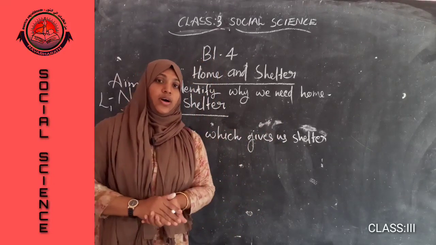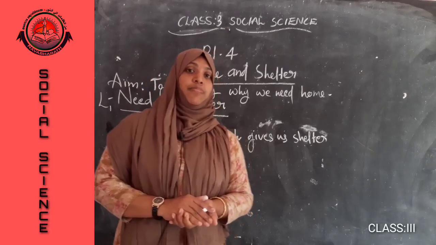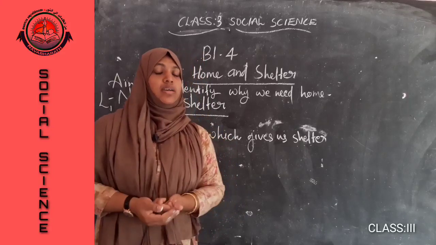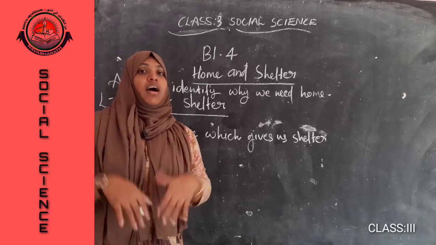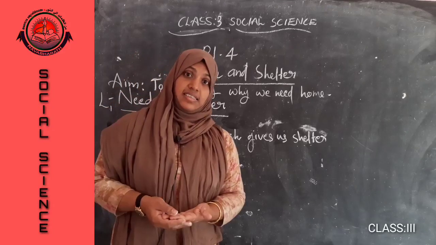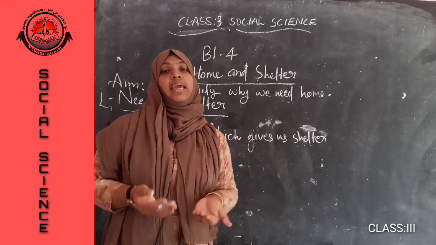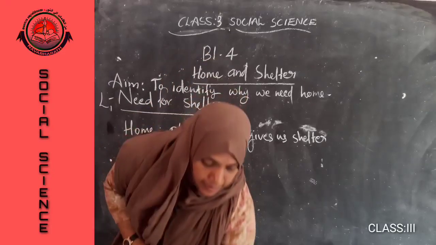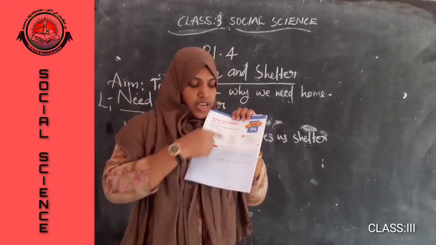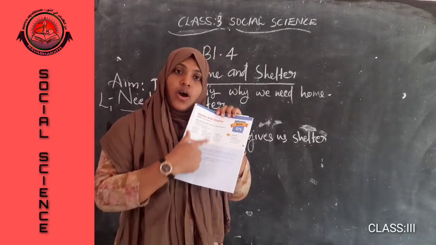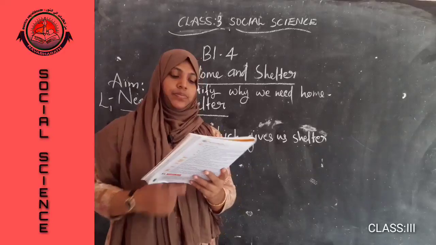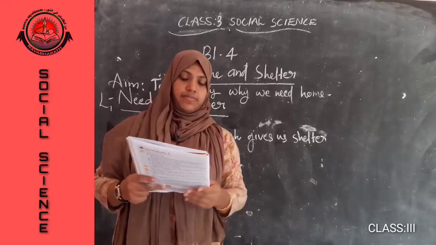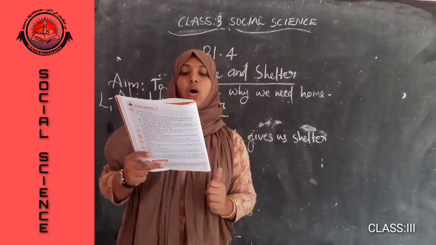Okay, all of you take your content book. There is a story. We can read that story. A girl named Bani. That story is Bani's Home. After reading that story, we will discuss why we need a home. All of you take your content book, first page of block 4, and listen. The story about a girl named Bani. Bani's Home.